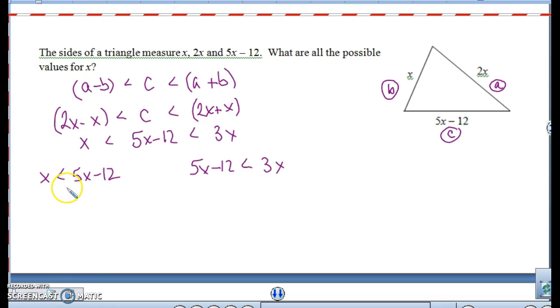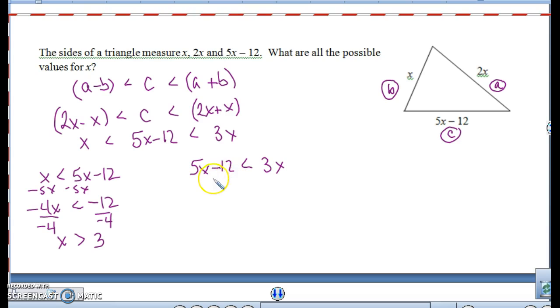Now solving this for x, I'm going to subtract the 5x. Negative 4x is less than negative 12. Divide by negative 4. And remember, we divided by a negative with an inequality, so the inequality is going to flip. x is greater than 3.